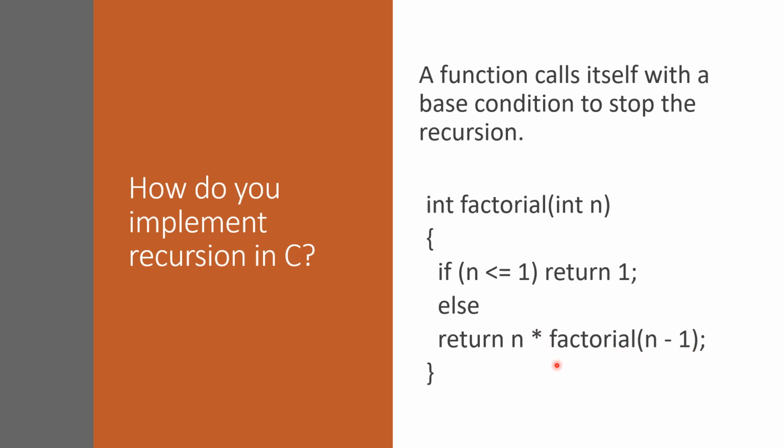So here this function will be called without ending of this function, and this will be returning only when this condition is met. So a function calls itself with a base condition for returning to stop the recursion. If n is less than or equal to 1, return 1. This is the base condition to stop the recursion.